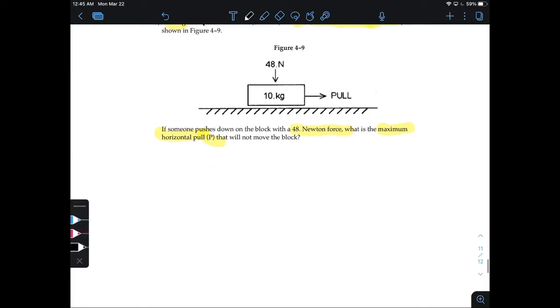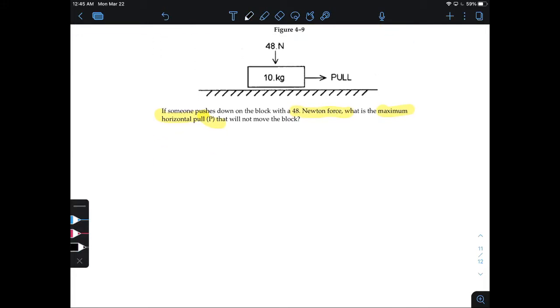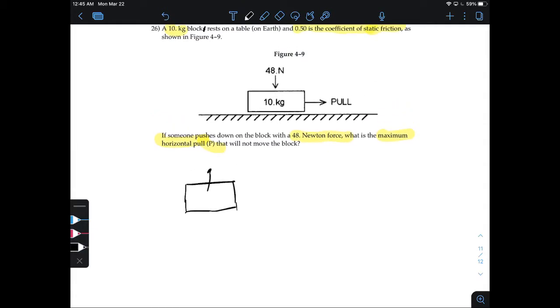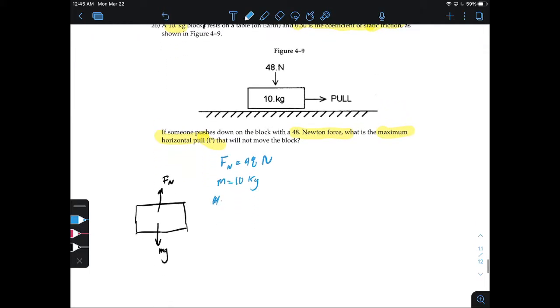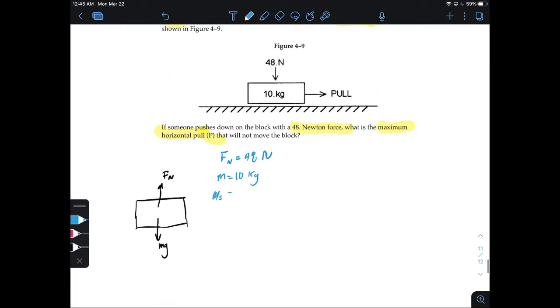There we go. So my favorite thing in the world with these problems is a free body diagram. So let's do that. And we're going to have our contact force up and our gravity down. And what I'll also do is write our constants. So say F is equal to 48 newtons, mass is equal to 10 kilograms, and mu sub s, right? Yeah, is equal to 0.5.